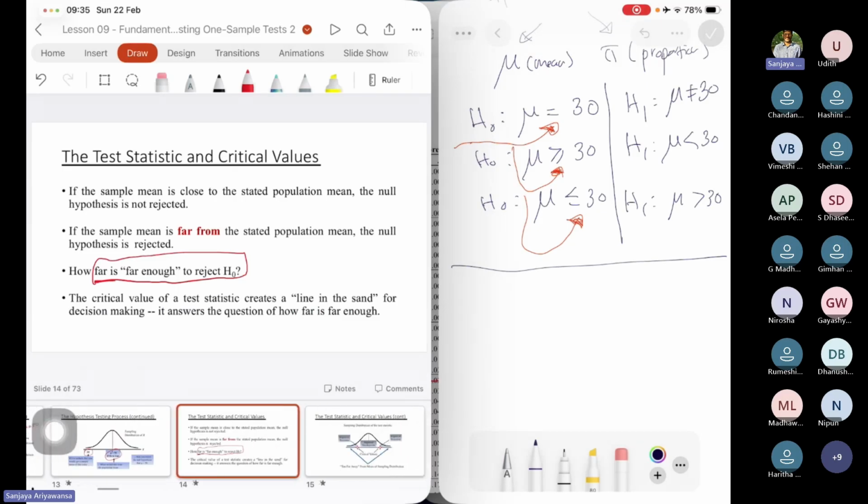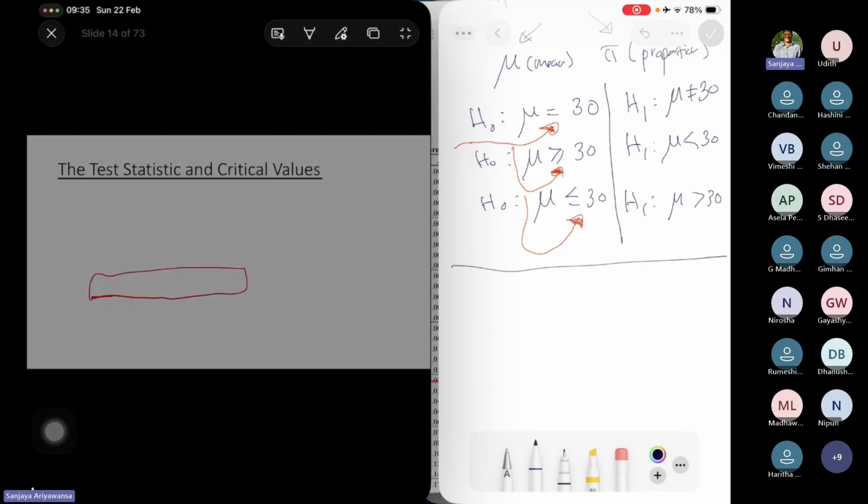So in order to do that, we come up with something called critical values.